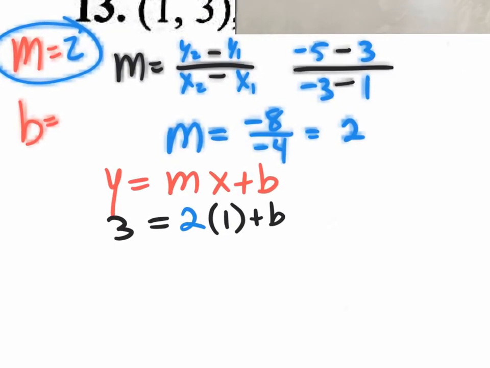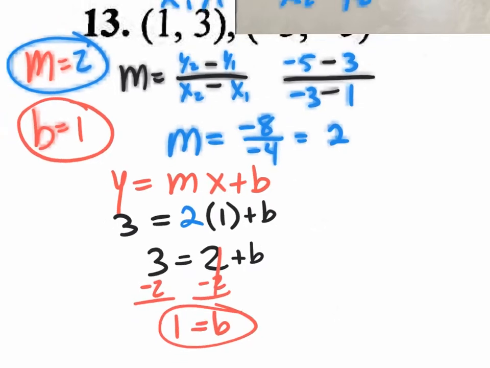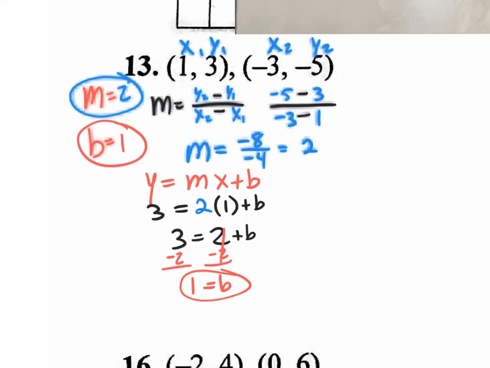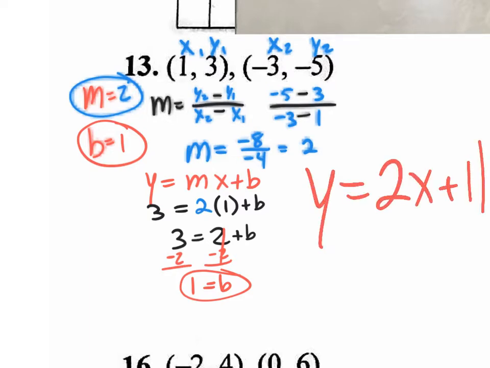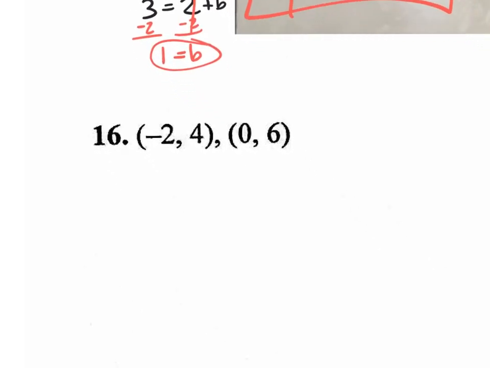So to solve this equation, we keep working. 2 times 1 is 2. Plus b, we have the equal, we have the 3. We're going to subtract 2. B equals 1. So our b value is 1. Our m value was 2. And now we could finally write our slope-intercept form equation. Y equals 2x plus 1.